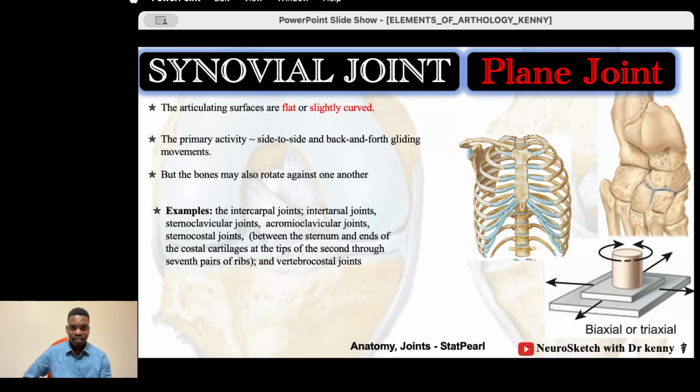So let's now discuss the types of the synovial joint. We have six types of the synovial joint. This is actually what made me make a separate video on the synovial joint. So the very first type of the synovial joint is a plain joint. The plain joint is made by flat articular surfaces. Most of the time they are plain or flat, or they can be slightly curved to differentiate from other types of joint.